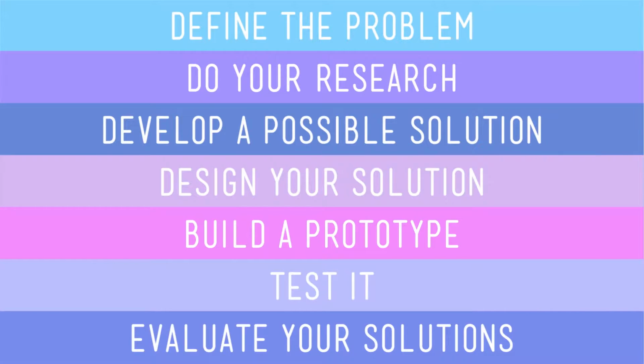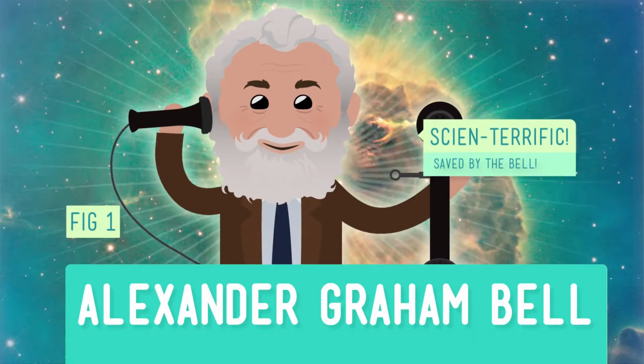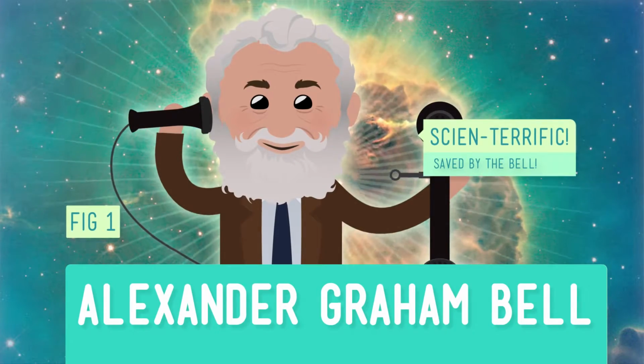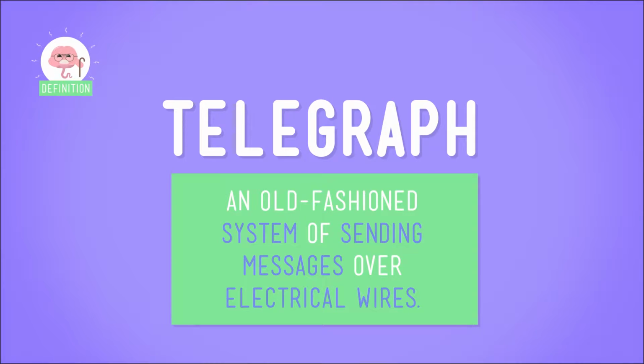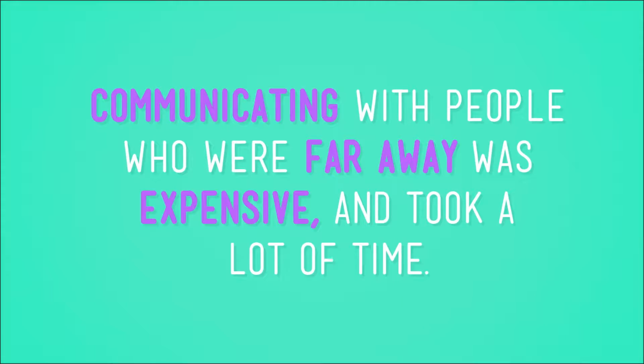First thing you gotta do is just define the problem. I mean, before you can solve a problem, you have to figure out what it is, right? For example, back in the 1800s, an engineer named Alexander Graham Bell was trying to come up with a simpler, cheaper way for people to communicate. Back then, the best you could do was a telegraph, which was an old-fashioned system of sending messages over electrical wires. Bell identified his problem. Communicating with people who were far away was expensive and took a lot of time. So his invention, or solution to this problem, was something you may have heard of: the telephone.